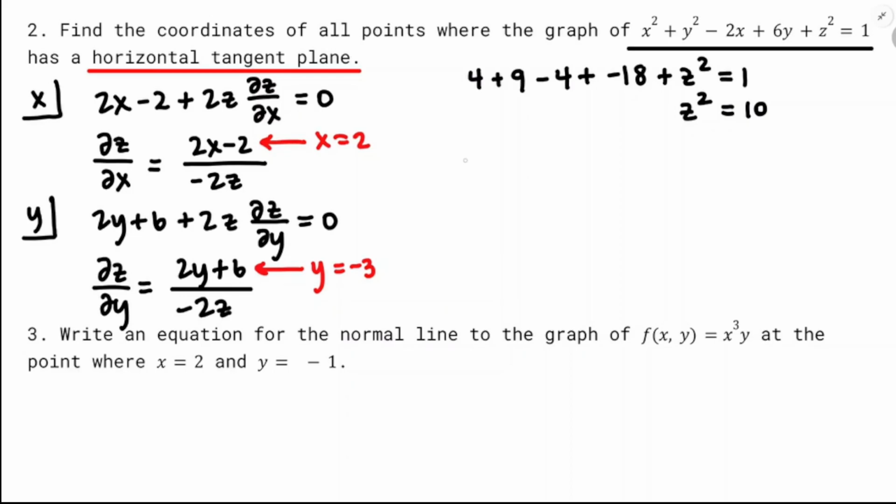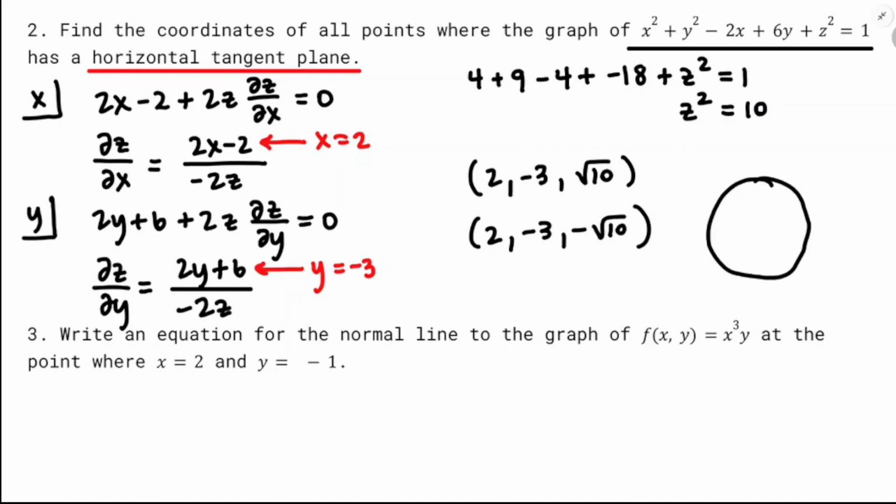So my points are going to be x is 2, y is negative 3, z is equal to the square root of 10. And then I also have x is 2, y is negative 3, z is the negative square root of 10. But this should make a lot of sense because this graph here is a sphere that's not centered at the origin. But we know that a sphere is going to have a horizontal tangent plane.